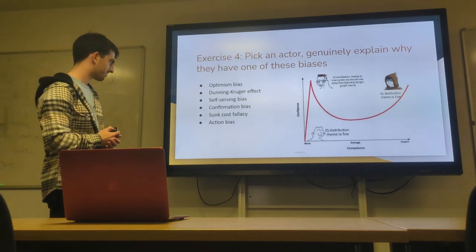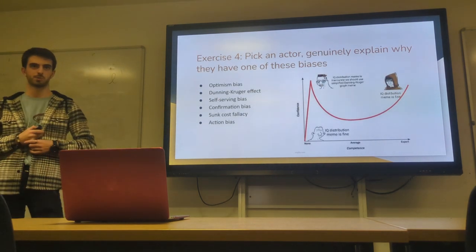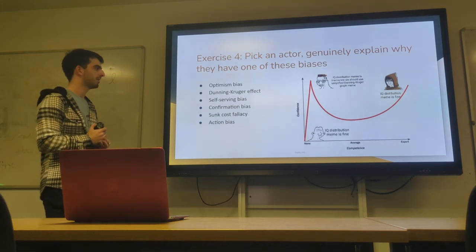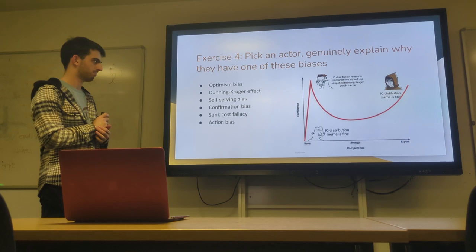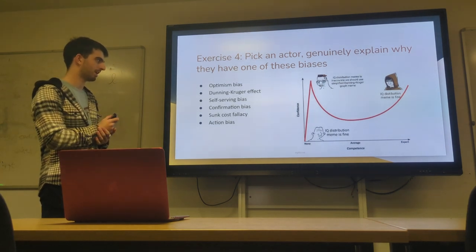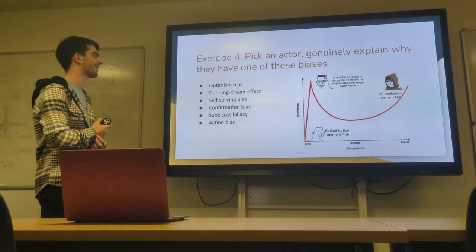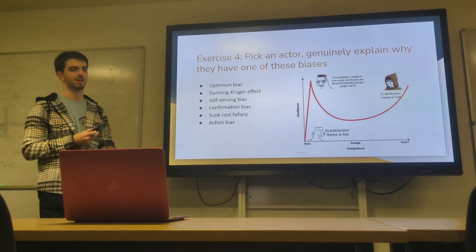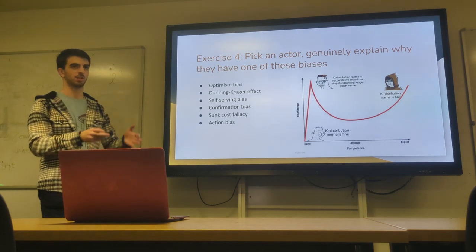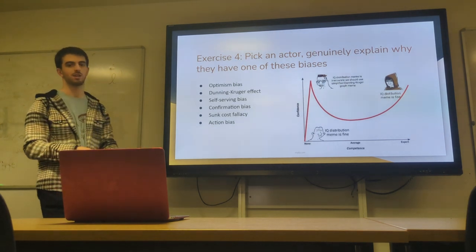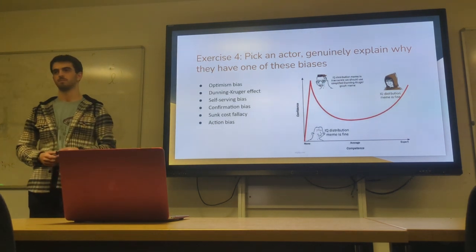Okay, so we have 4 groups. We're just going to stick in those groups so I don't have to break you up again. Each group pick one. Try not to pick the same as other groups. I know you have no control over that, just be psychic or whatever. Pick an actor, any actor, in any context, and then explain why they have one of these biases, just to get us thinking about how to actually do that. We'll give you a couple minutes for this.